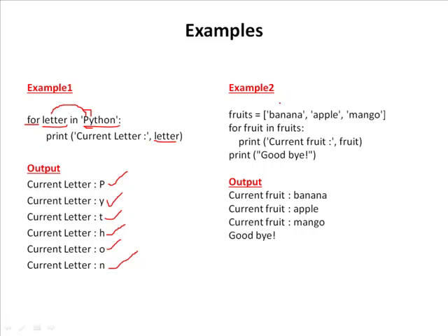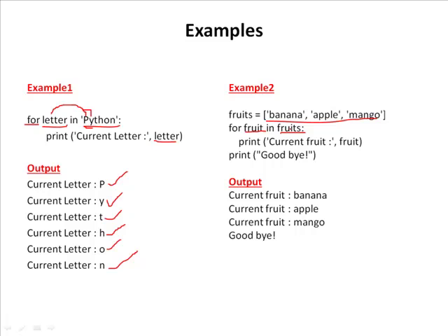And if you see the second example, in the second example, the sequence type is a list type. So we already know the number of iterations because this list has only 3 elements. That means the number of iterations is 3. So here this fruit is a variable name and fruits is a sequence name. Here this sequence contains 3 elements. Those are banana, apple and mango. That means in every iteration this fruit will access one element from the sequence.